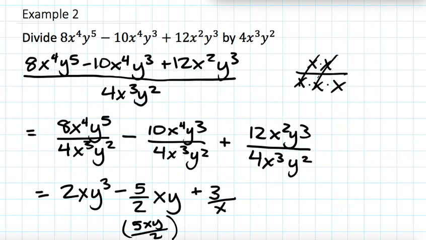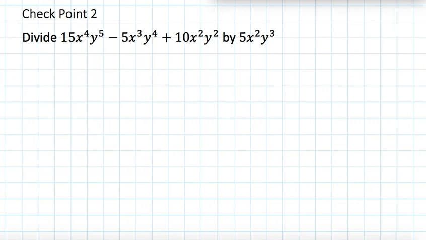Now the y, I have 3 on top and 2 on the bottom, so the y is going to be on the top. So it's going to be 3y over x. So be careful with that. Wherever your exponent is highest, that's where your leftover variables are going to go. So this is my answer right here. So what you should do next is checkpoint problem number 2. Do this in your notes, check the answer, and then move on to the homework.